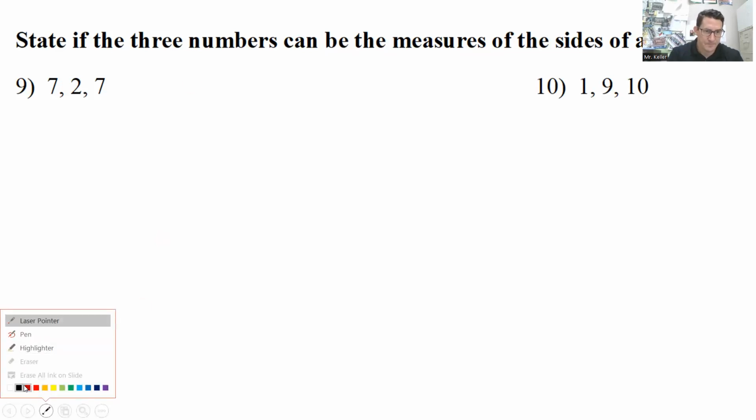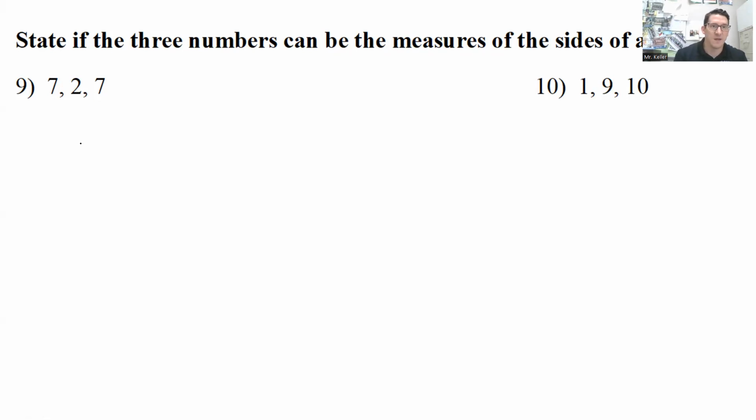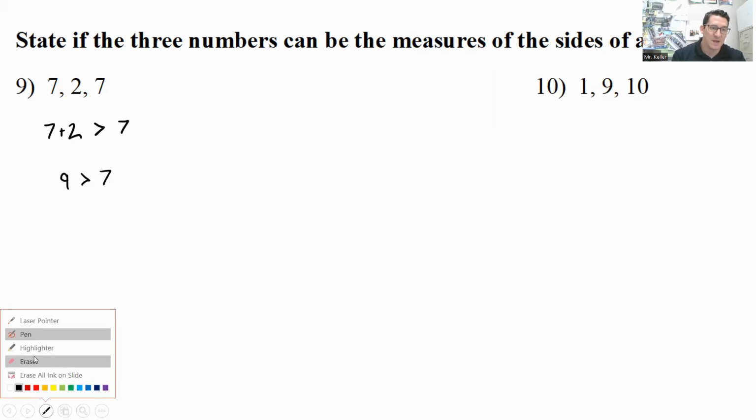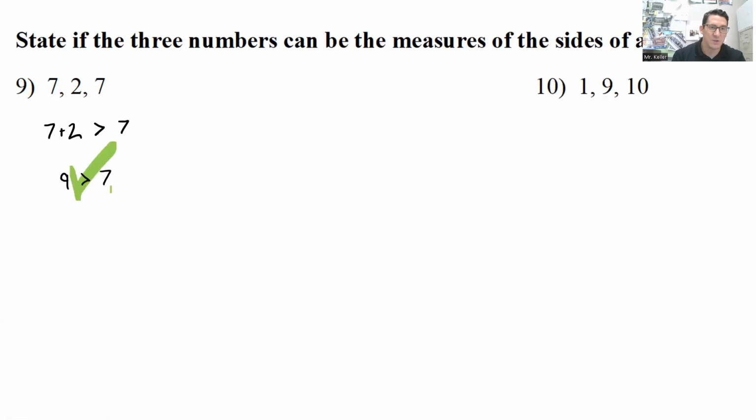So this one, we have two smaller sides. We have 7 and 7 and 2. This is an isosceles triangle; we're going to get there in a second. If we do 7 plus 2, is that bigger than the other 7? 7 plus 2 is 9. That is bigger, right? So this is good. That one works.